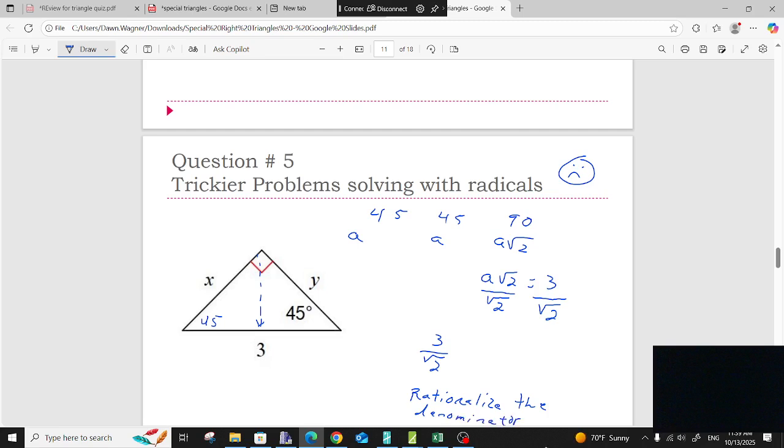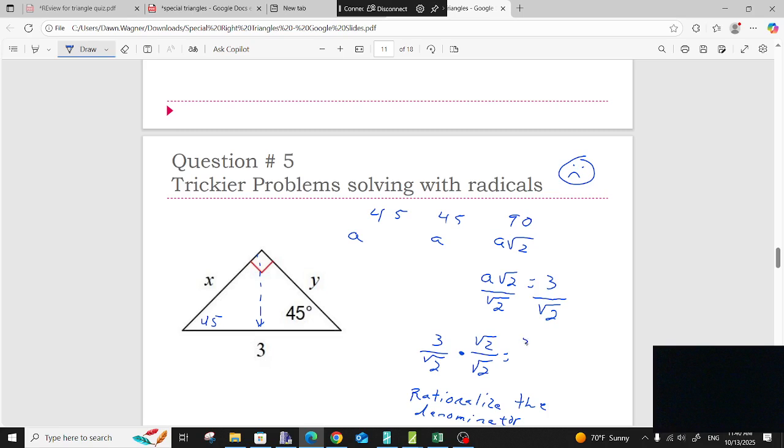We don't usually leave negatives in the denominator. We don't leave square roots in the denominator. That's a math no-no. To make it correct, so that it is rationalized, we have to do something called multiplying by square root of 2 over square root of 2. This is 1. I'm not changing the value. I'm just changing the look. The value isn't changed, but the look is.